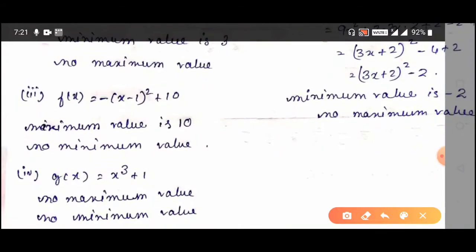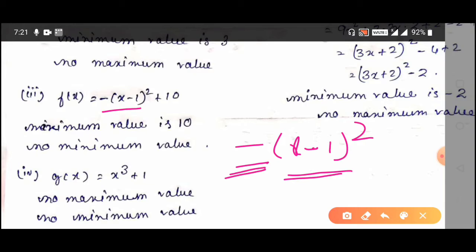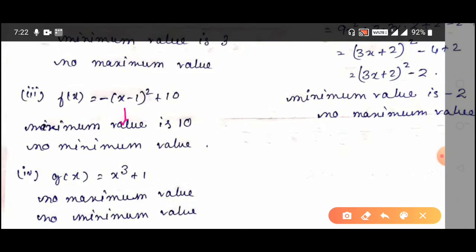Question number 3 is f(x) = −(x − 1)² + 10. Now here it is given minus (x − 1)². If we consider only (x − 1)², then it is a positive quantity. Whenever this negative sign is given outside, then the whole thing will become negative. Since it is a negative quantity, then we cannot find the minimum value.